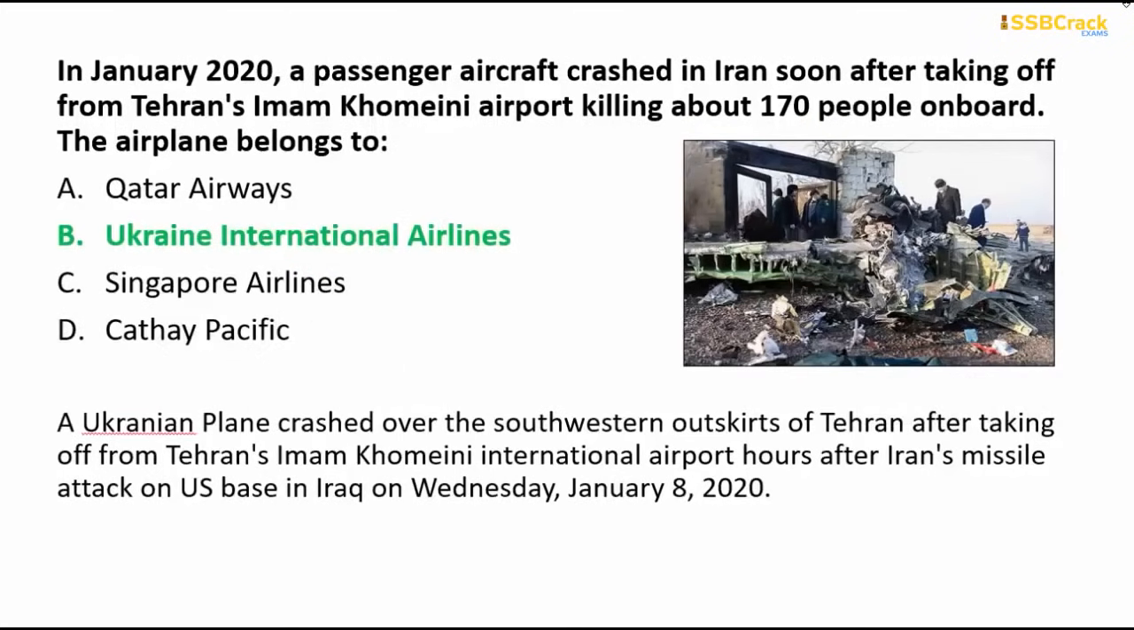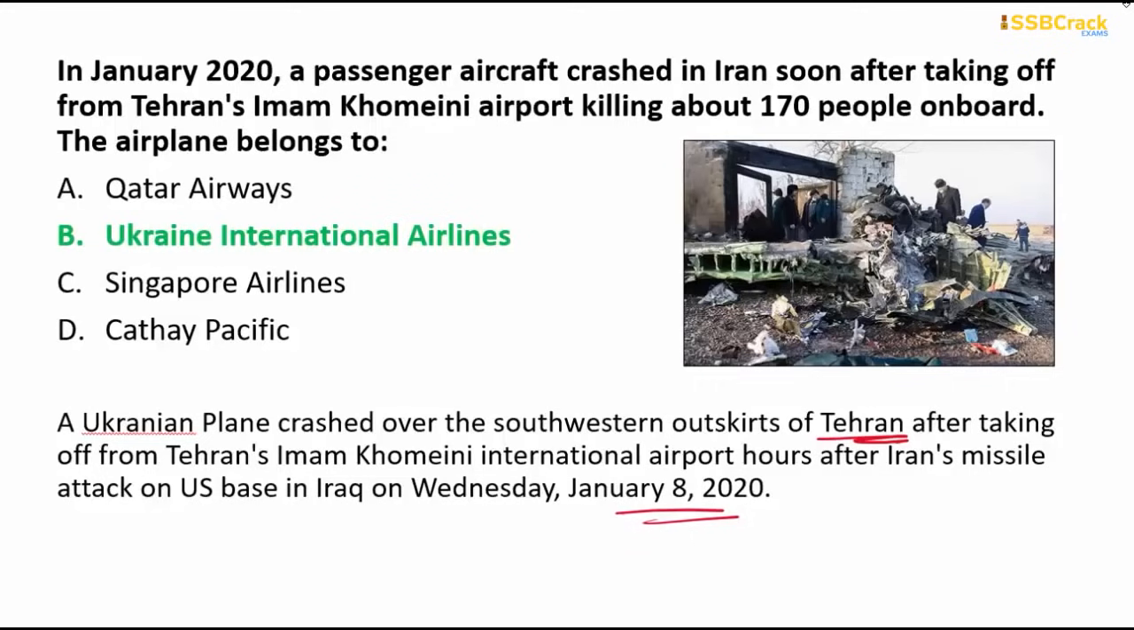Ukrainian plane has crashed over the southwestern outskirts of Tehran. Tehran is the capital of Iran. So it was at the southwestern outskirts of Tehran after taking off from Tehran's Imam Khomeini International Airport, hours after Iran's missile attack on a US base in Iraq on Wednesday, January 8th of 2020.